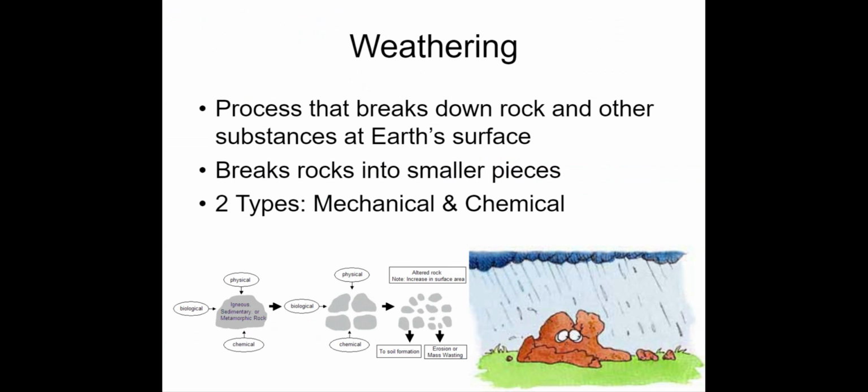Weathering is just the process that breaks down the rock and other substances on the surface of the earth. The rocks get broken down into smaller pieces, and that can be done either with mechanical weathering, which would be through physical changes, or through chemical weathering, which is by chemical changes.